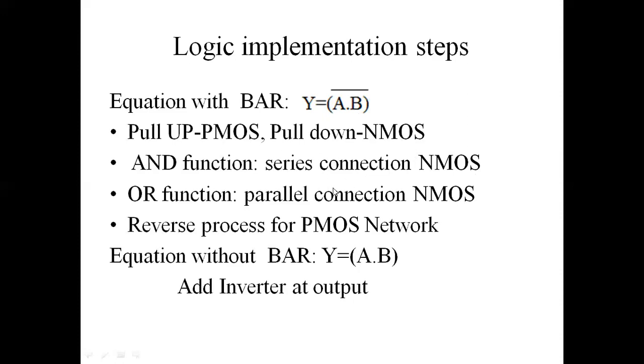Then we are going to implement the pull-up network that is made up of PMOS. Since the complementary action is present between NMOS and PMOS, we are going to totally reverse this condition. Means for the AND, the parallel connection of PMOS, and for OR, the series connection of the PMOS is there. So this is the case of the equation with the bar. When the equation without bar is present, the same process is there as it is, just we are going to add the inverter at the output so that we are getting the equation without bar.